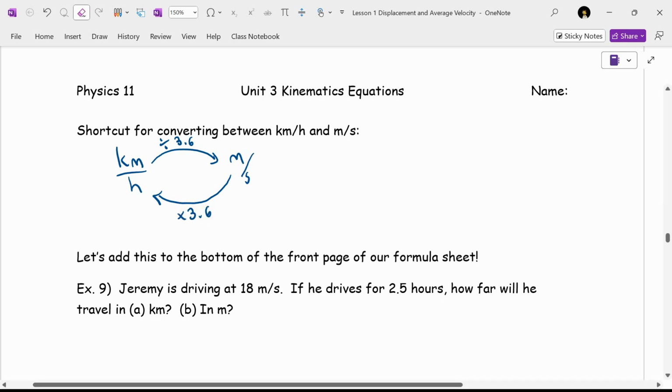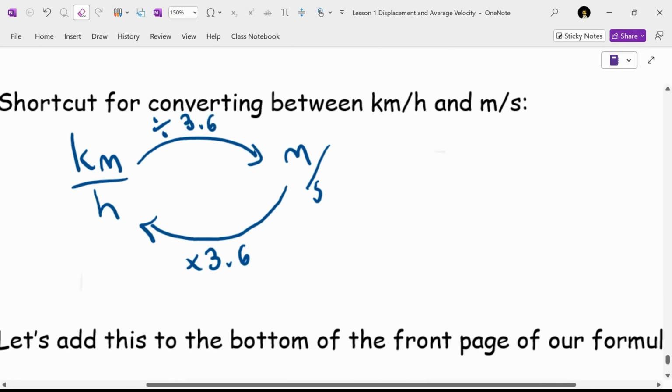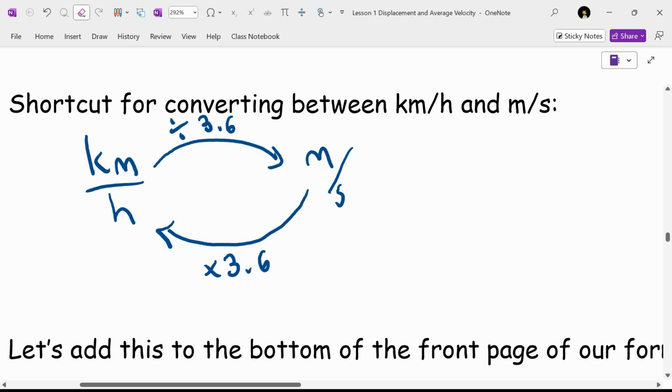All of you want to write that on the bottom of your green sheet on the front page. I think that's kind of clear enough, or some version of that, so that you have the shortcut on your formula sheet. You'll probably end up memorizing it because you're going to get lazy, but it's going to be there. Put it on the front page, on the bottom. So kilometers per hour to meters per second, it's divide by 3.6. Meters per second to kilometers per hour, it's times by 3.6.